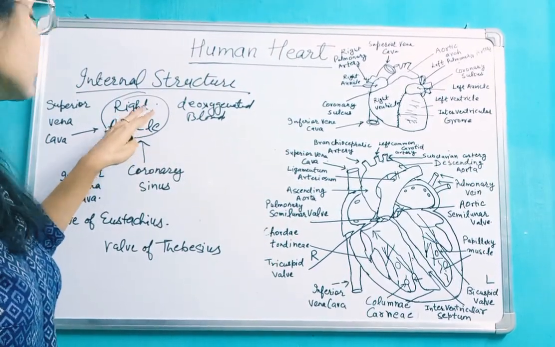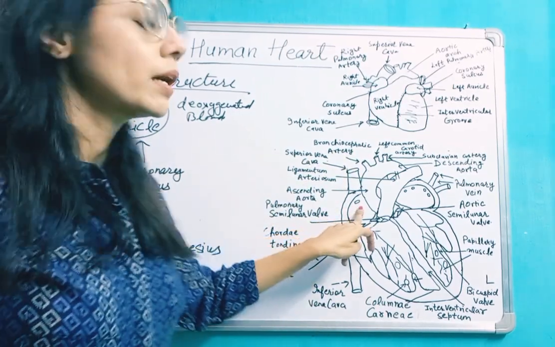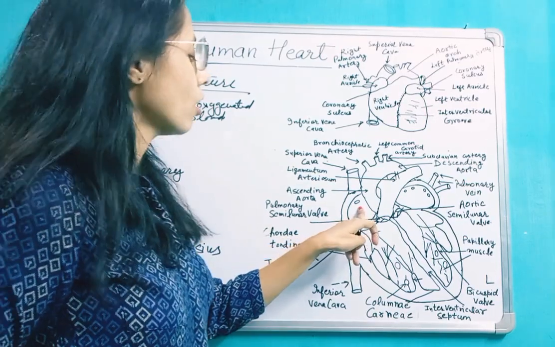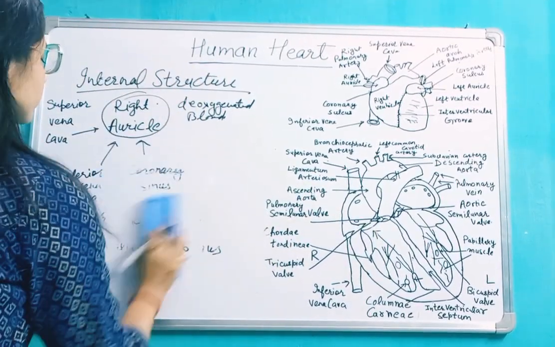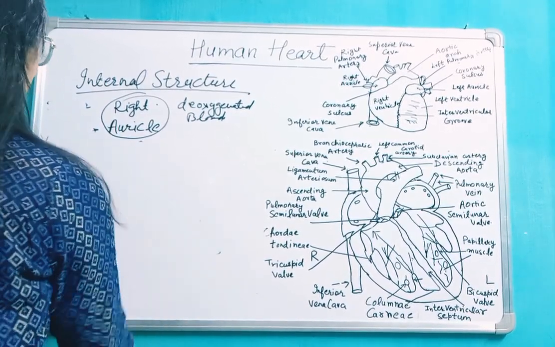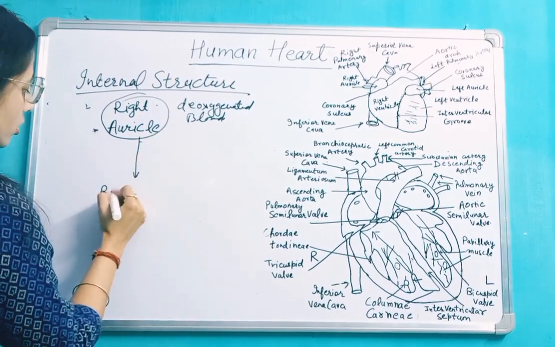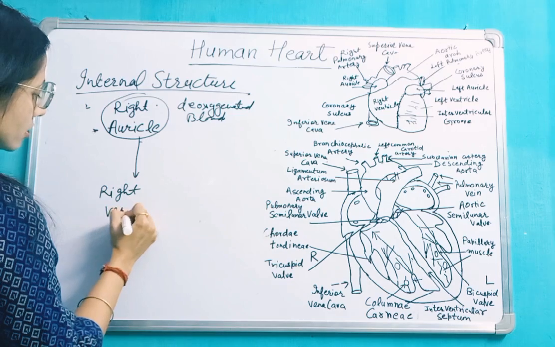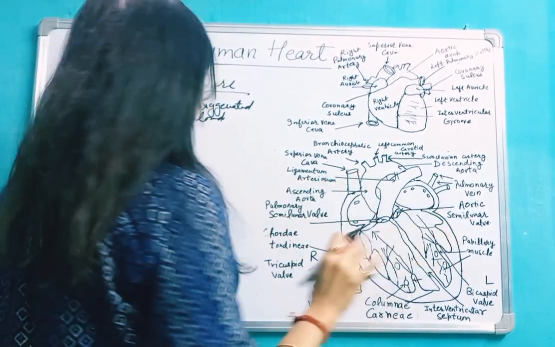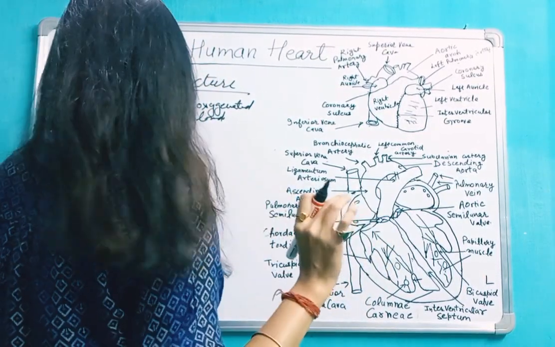So now we have the blood in the right auricle. ठीक है, from superior vena cava, inferior vena cava, coronary sinus, blood आ गया हमारा in the right auricle. From here blood will go towards your right ventricle. Okay, it goes towards your right ventricle. So यहाँ से it moves towards your right ventricle.